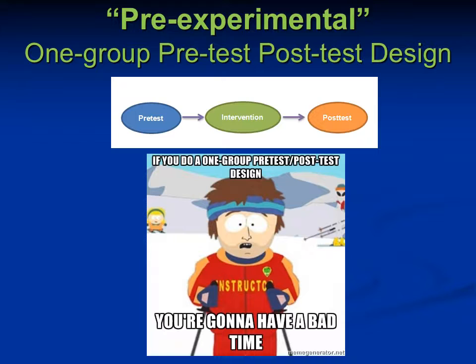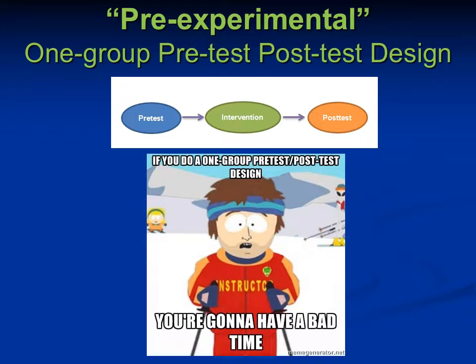Our next illustrative example of a pre-experiment is the one group pre-test, post-test design. This is a very weak design, subject to many, many confounds. In this type of design, you only have one group of subjects, and they're pre-tested on the dependent variable and then post-tested after the treatment or intervention has been administered, after the independent variable has been administered.